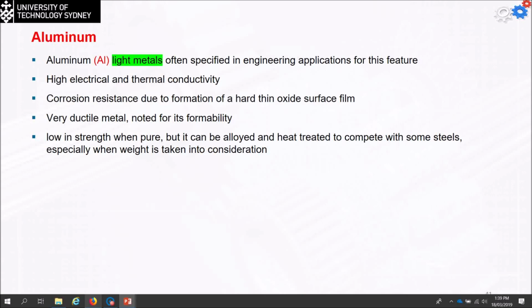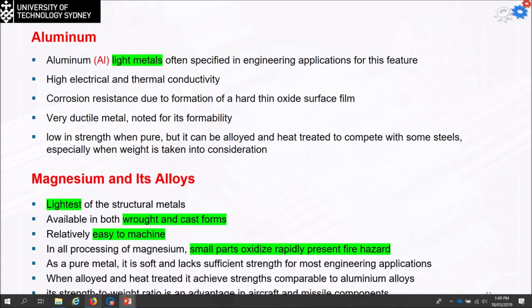The other types are magnesium and its alloys. It is the lightest of the structural metals, available in both wrought and cast form, and relatively easy to machine. In all processing of magnesium, a small part oxidizes rapidly and presents a fire hazard, and this is the most important thing. When you do the machining, the small chips at high temperature may flame. As a pure metal, it's soft and lacks sufficient strength for most engineering applications, but it can be alloyed and heat treated to achieve strength comparable to aluminum alloys. Its strength to weight ratio is an advantage in aircraft and missile components.